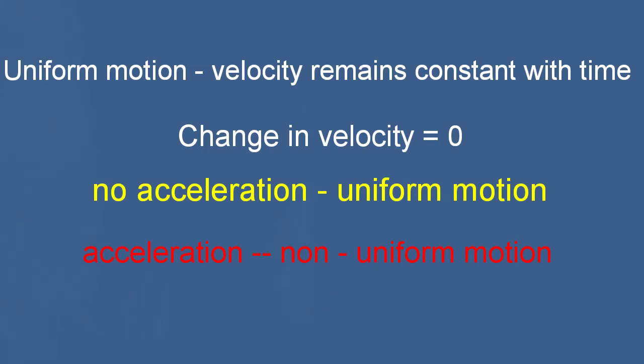During uniform motion of an object along a straight line, the velocity remains constant with time. In this case, the change in velocity of the object for any time interval is 0. So the object will not possess any acceleration. If the object is in non-uniform motion, then it possesses acceleration.